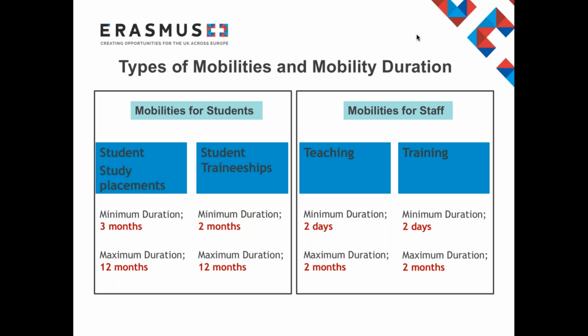Under Erasmus Plus, students can undertake a maximum 12 months Erasmus Plus mobility per cycle. A cycle is equivalent to a bachelor's, master's or PhD degree.